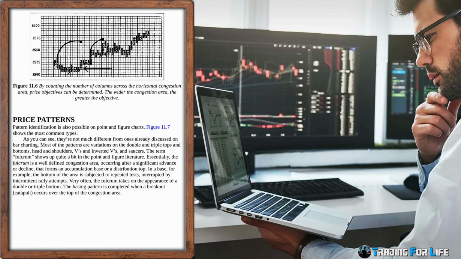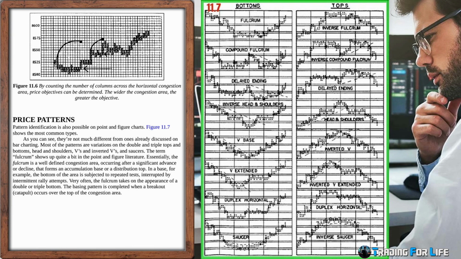Price patterns. Pattern identification is also possible on point and figure charts. Figure 11.7 shows the most common types. As you can see, they're not much different from ones already discussed on bar charting. Most of the patterns are variations on the double and triple tops and bottoms, head and shoulders, V's and inverted V's, and saucers.